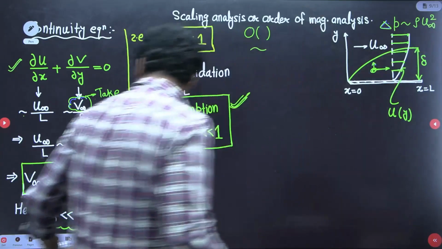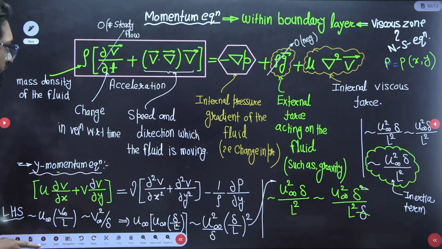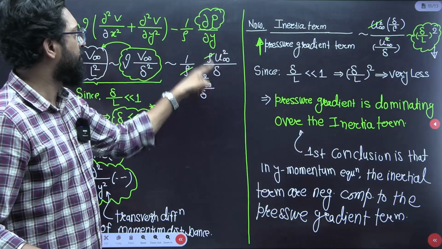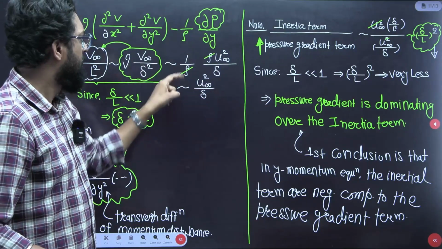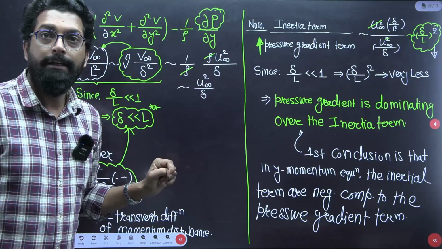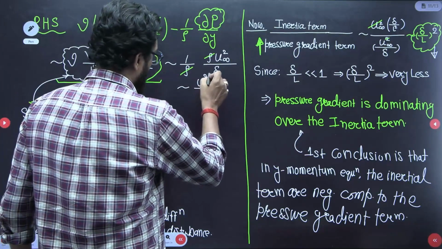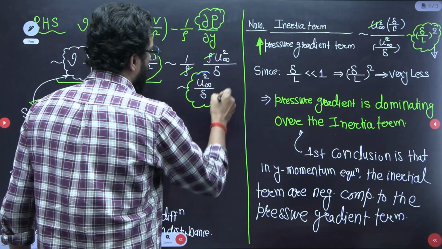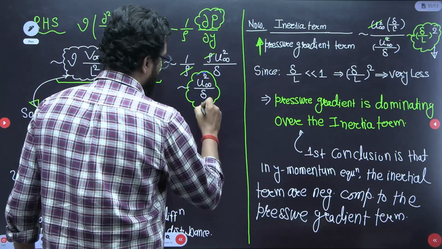Put this value back here. Delta rho U infinite square divided by Y, whose order of magnitude is delta. So if you resolve this, it is of order U infinite by delta. What is this? This is a pressure gradient term. Yes or not? This is a pressure gradient term.